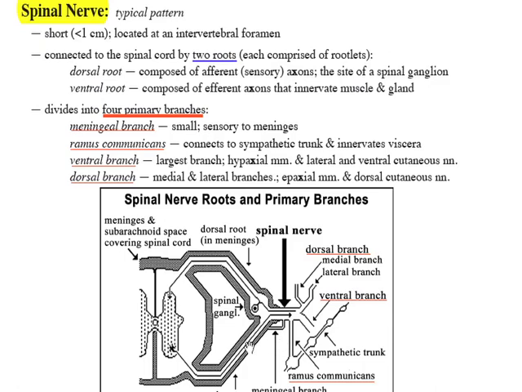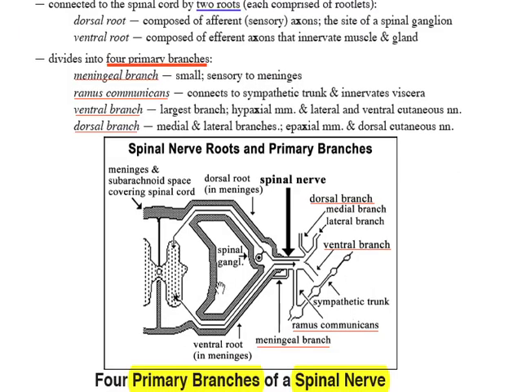The spinal nerve that is formed by the union of dorsal and ventral roots is short and located approximately within an intervertebral foramen. This image shows that the spinal cord and the dorsal and ventral roots are surrounded by meninges, dark gray. Each spinal nerve gives rise to 4 primary branches, primary in the sense that they are the first or the initial branches of a spinal nerve.